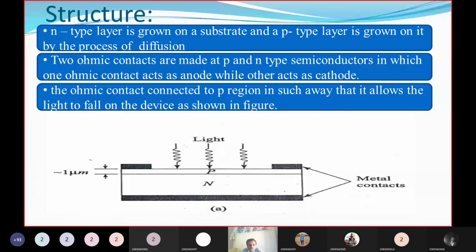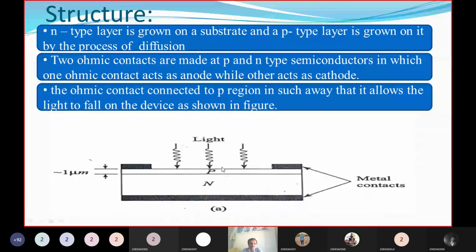First of all, the N-type layer is grown on a substrate, and the P-type layer is grown on it by the process of diffusion. First the N-type layer is grown on the metal substrate. We will take the metal substrate, and the N-type layer is grown on that. Then on the N region, the P-type layer is grown, by the process of diffusion.